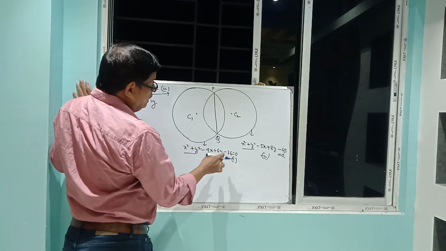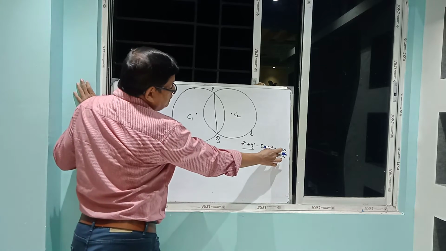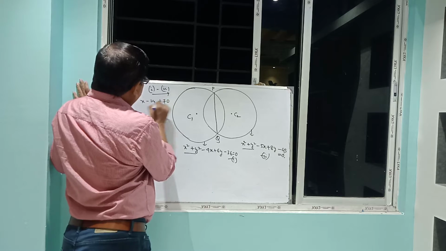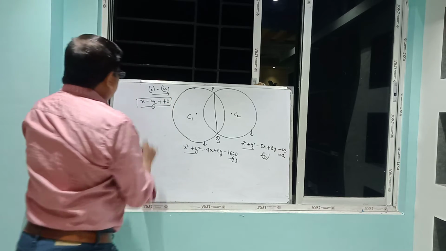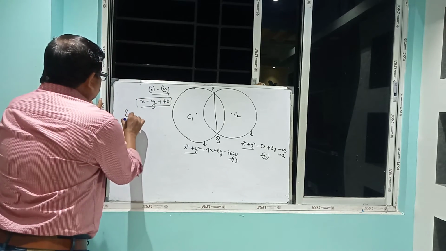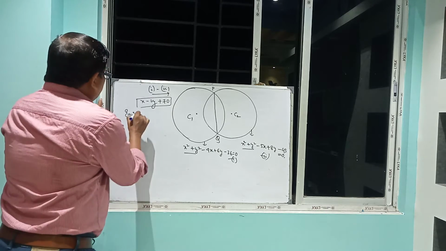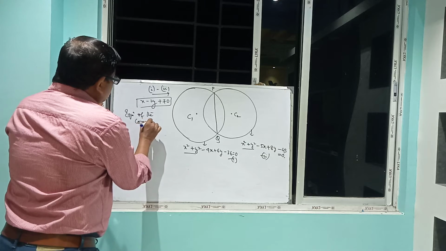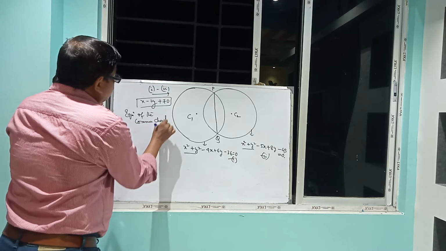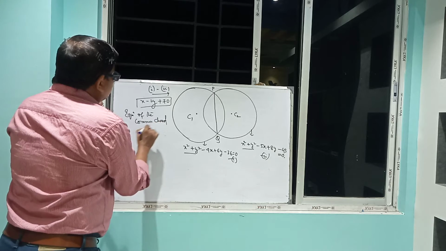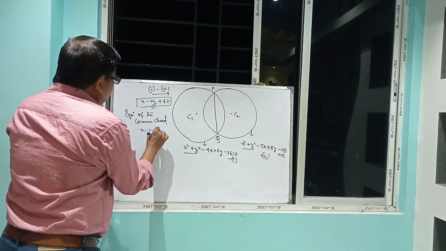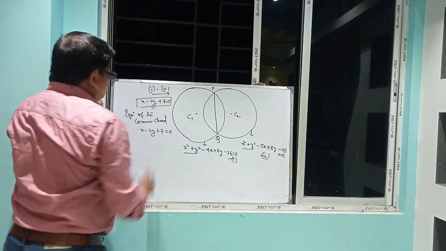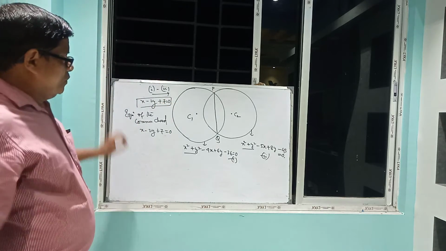Okay? And this is plus 36, so plus 7 equal to 0. This is the common chord. The equation of the common chord is the straight line x minus 2y plus 7 equal to 0. Understood?